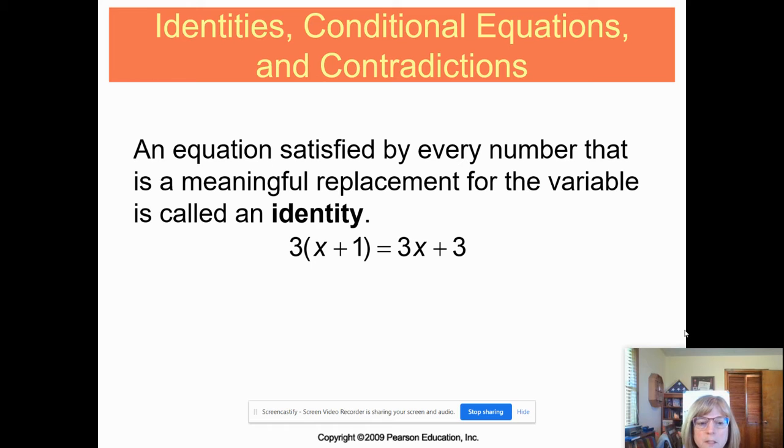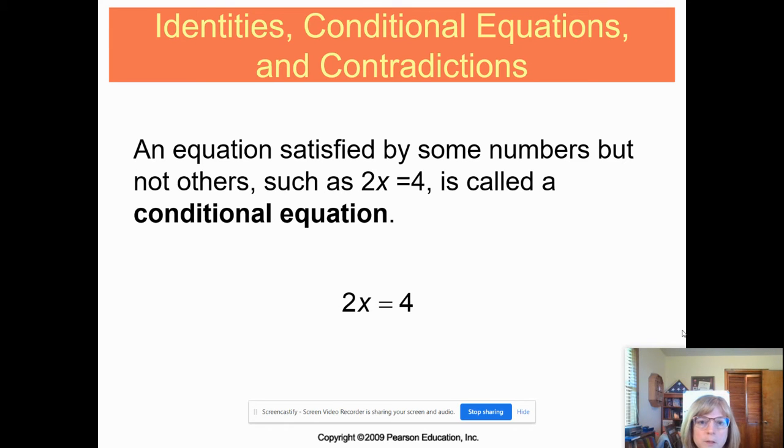This is called an identity because the left side of the equation is exactly equal to the right side of the equation. If you were to solve this, you would get the variables subtracting away, and what you'd be left with is a true statement. Often 0 equals 0.